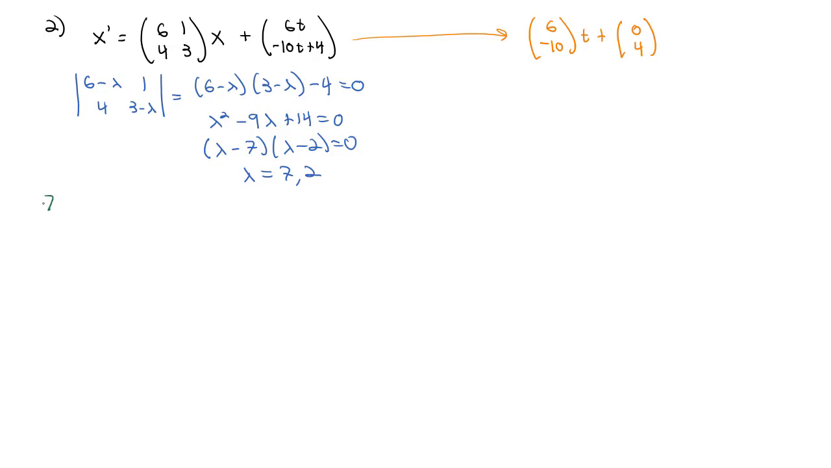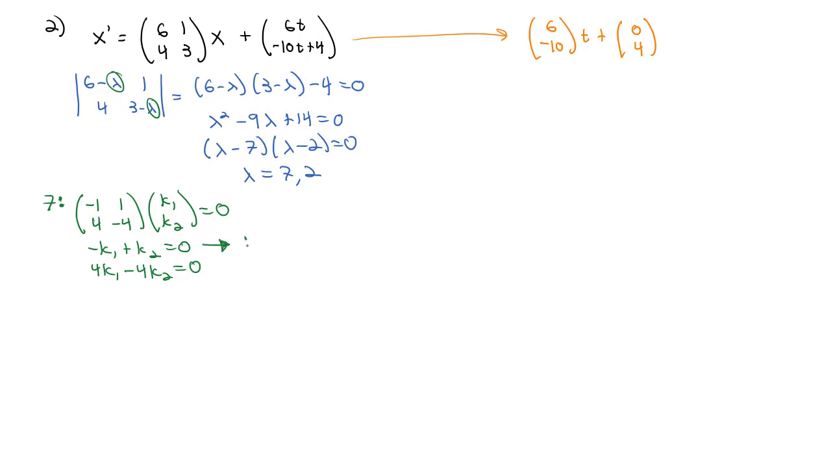Finding our eigenvectors then, starting with the 7, plugging the 7 in for our lambdas. 6 minus 7 is -1, 1, 4, and 3 minus 7 is -4, times the eigenvector, k1, k2, has to equal 0. So negative k1 plus k2 equals 0. And 4k1 minus 4k2 has to equal 0 as well. Well, the first equation is easier to work with. By adding k1 to both sides, we find out k1 equals k2, which gives us that nice eigenvector of 1, 1.